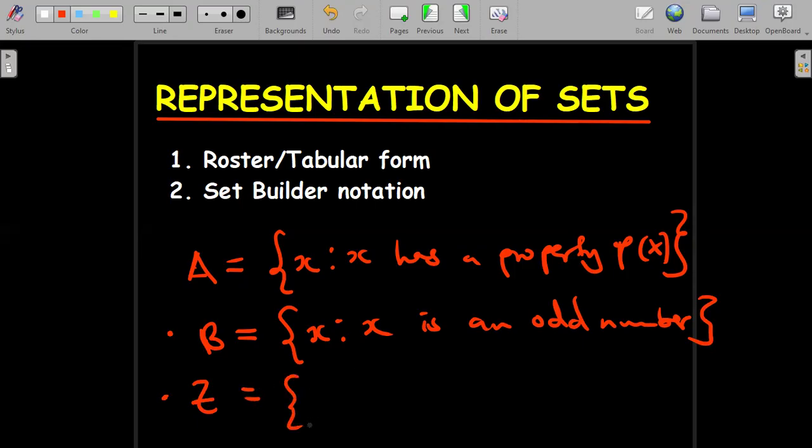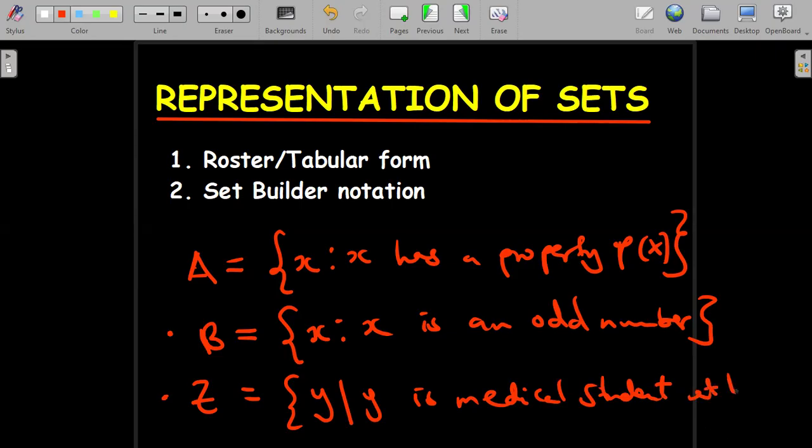So that's how we describe. And you can see another notation as you're going forth. Let's say you have Y. Instead of writing this "such that" as these two dots, others just use a line in between, to say Y such that Y, then describe the property. Let's say Y is a medical student at Levy. So this here is how you can use set builder notation.